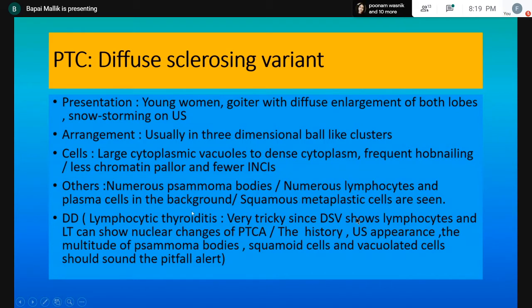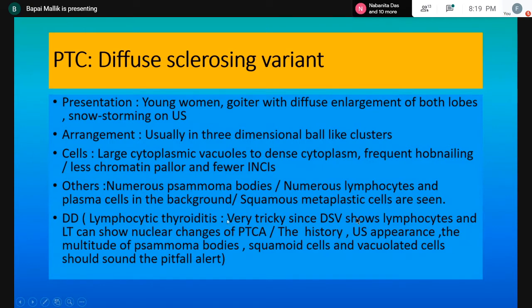So if you're not very careful, if you're not looking at the cell, in a patient with a diffuse enlargement of both lobes of the thyroid, you might fall into the pitfall of making a diagnosis of Hashimoto's thyroiditis. And again, squamous metaplastic cells can be seen, which can also be found in Hashimoto's thyroiditis. So we have to be extremely careful. But when you see so many psammoma bodies, it's going to catch your attention enough to look deeper into it.